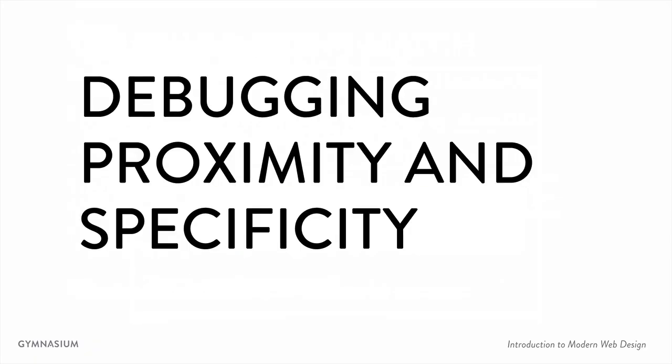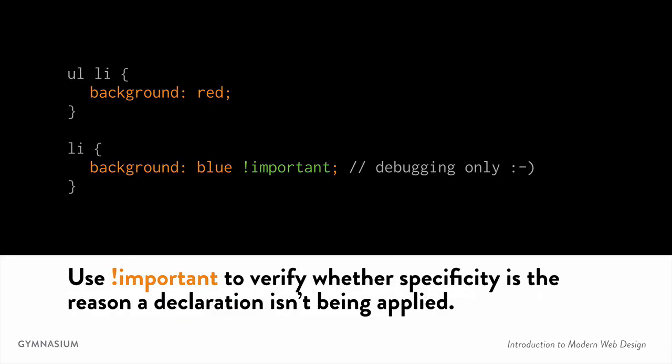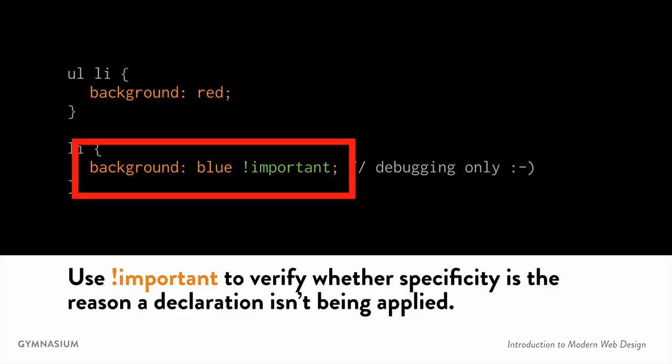Now let's talk a little bit about debugging proximity and specificity. The first thing to do to avoid issues with specificity is to keep your specificity as low as possible. And we'll talk about the different selector types and the effect they have on specificity momentarily. If you think you might be having a problem with specificity, the bang important keyword can be used to verify that. So if we wanted to see the blue apply across the board, we could add this !important, or exclamation point important, to the end of our declaration. And when we do that, that will trump anything having to do with specificity.